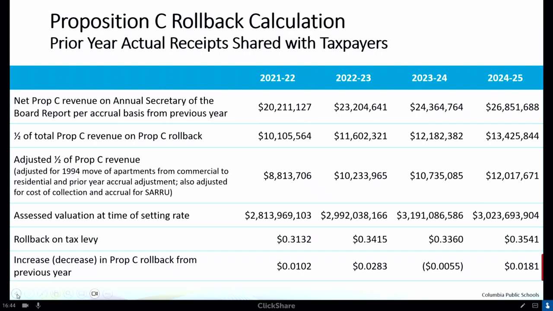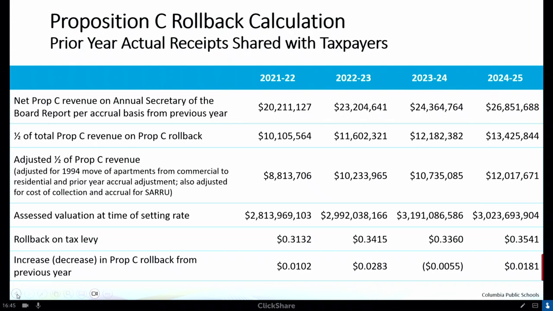And so then we have to take our assessed valuation, which at the time right now, our preliminary assessed valuation, is right over 3 billion. You can see there for 25, 3 billion and 23 million dollars. And then once you divide out those numbers to get the number to roll back on the tax levy, how that $12 million correlates to cents on the tax levy is 0.3541 cents to roll back our total levy to be able to reduce it by that $12 million.